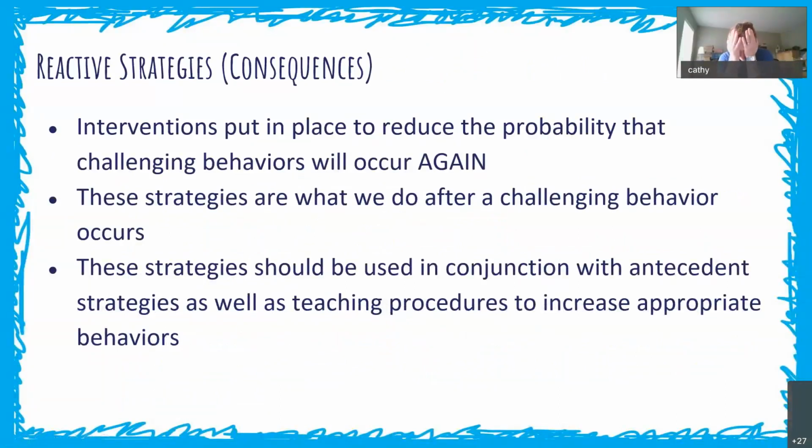I love questions. Consequences are things that we put in place to reduce the probability of those challenging behaviors occurring again. In that case, you would think about something being a punisher. But we also think about interventions or consequences we put in place for appropriate behaviors to then increase the likelihood of appropriate behaviors occurring, so that therefore there's less opportunities for the inappropriate behaviors to occur.